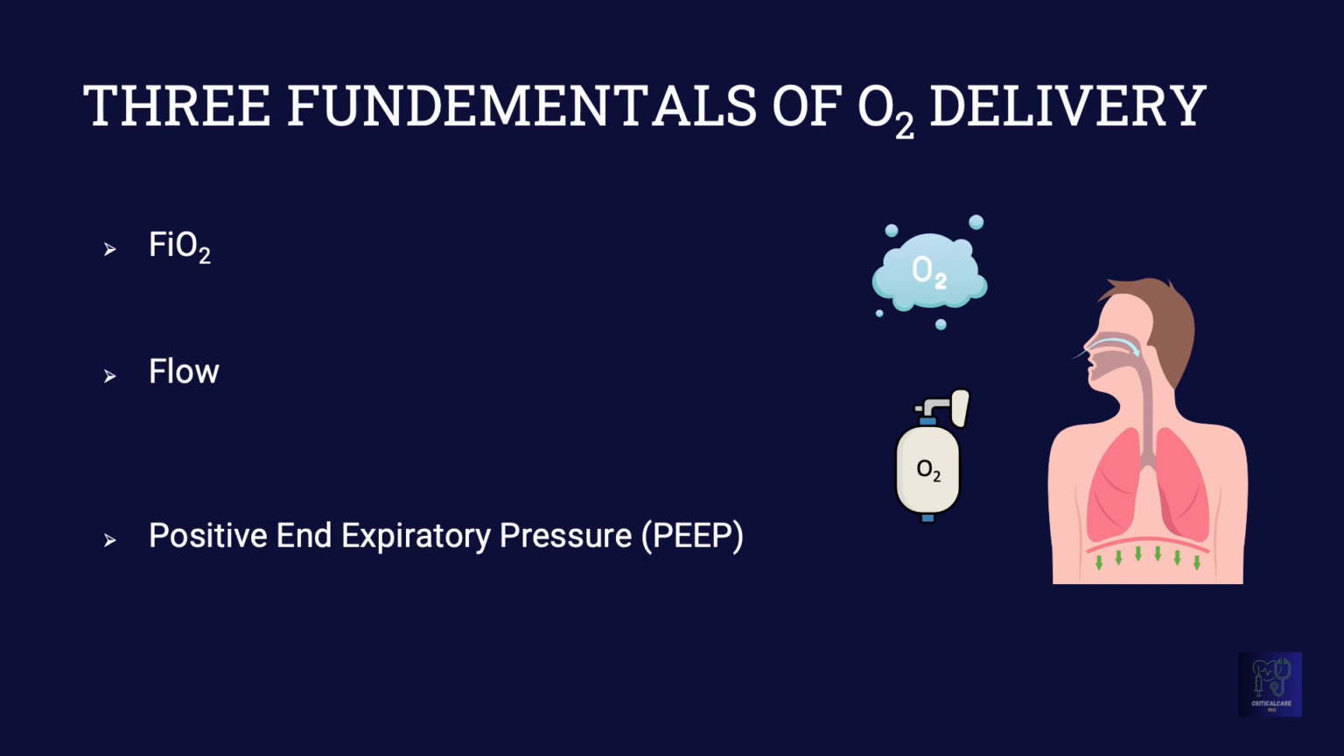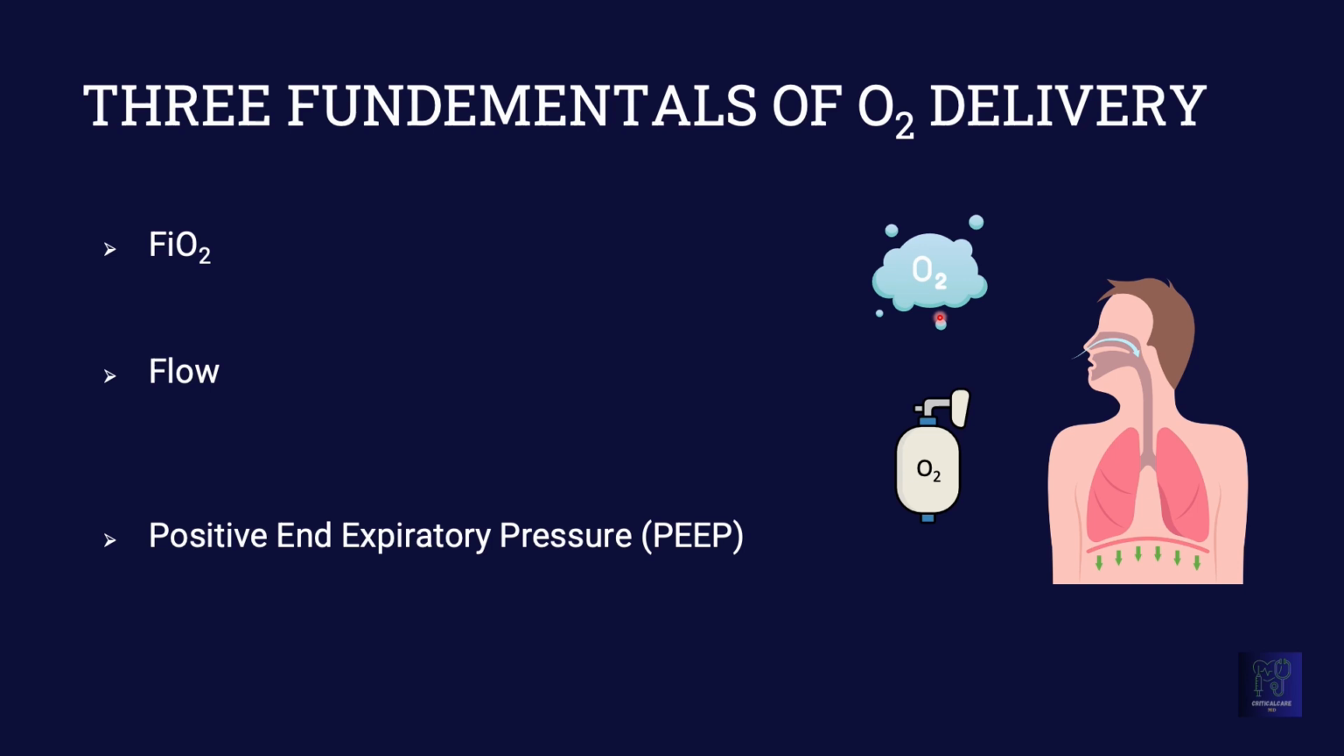FiO2 basically is the fraction of oxygen in inspired air. It's commonly expressed as either percent or as a decimal. For example, ambient air has 21% oxygen or 0.21.